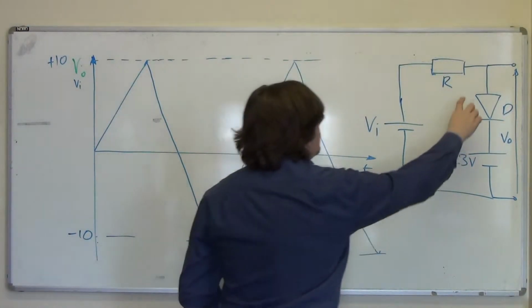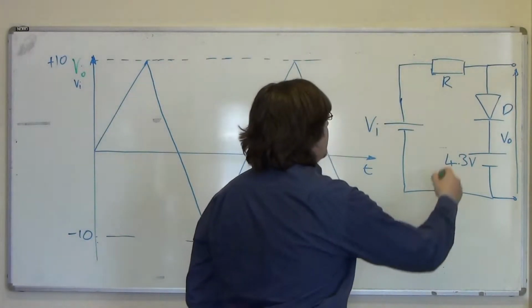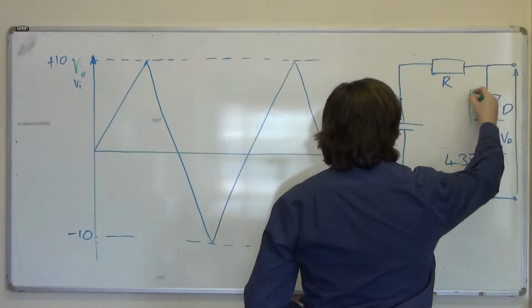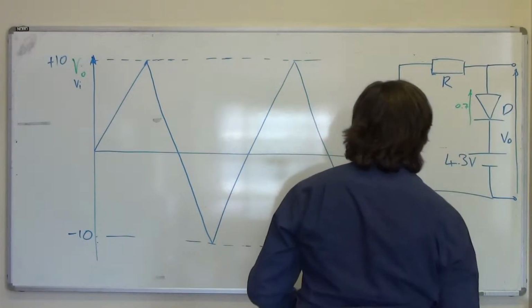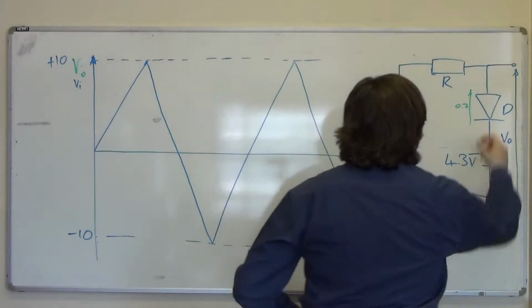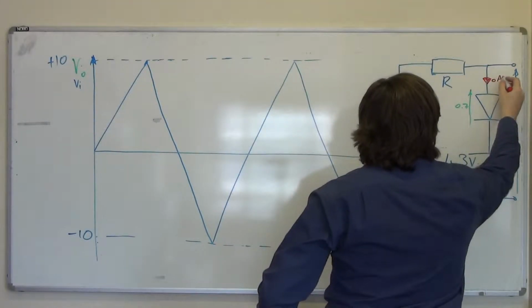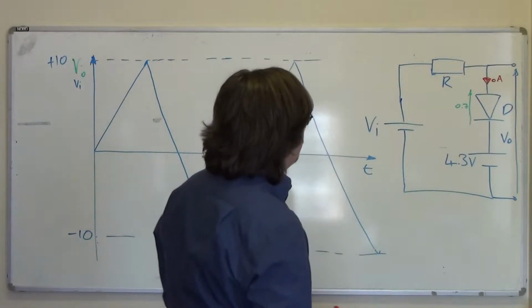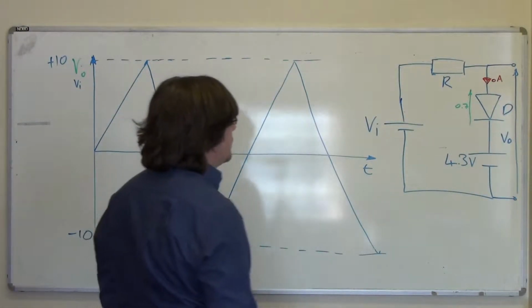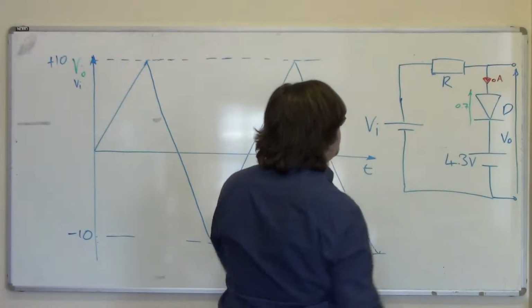So to make the diode on the point of conduction, we'll have to have 0.7 volts across there, and we'll have no current flowing through it. So the question that we have to ask ourselves is, what does VI have to be to make this true?